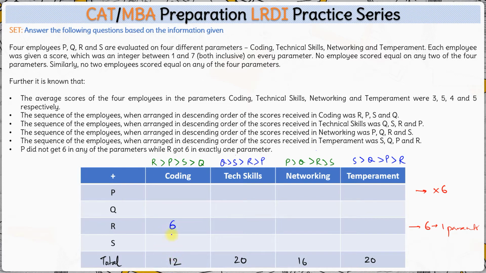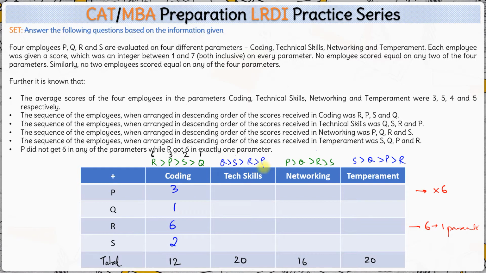So out of a total of 12, 6 is obtained by R. For the remaining 3, the sum should be 6. Sum 6 for the remaining 3 is possible only when you have 3, 2 and 1, because the ratings are from 1 to 7. That means P gets 3, S gets 2 and Q gets 1. So these are the ratings that we have for coding: P 3, S 2, Q 1.